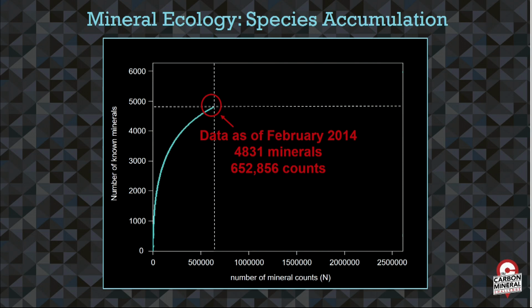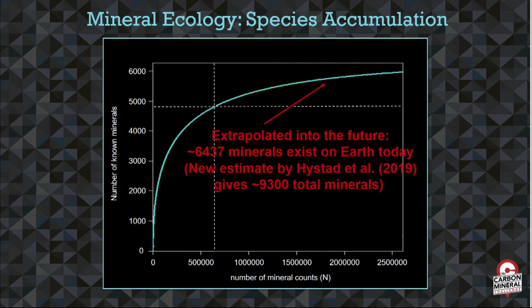recently. So as of February 2014, which is the data download that we used to make the predictions for this project, we were about right here. We had about 4,800 mineral species total. Now, if we just mathematically extrapolate that curve into the future, then it asymptotes and we get to the total number of mineral species that there should be on Earth. And when we first did this, we got about 6,400 mineral species predicted.